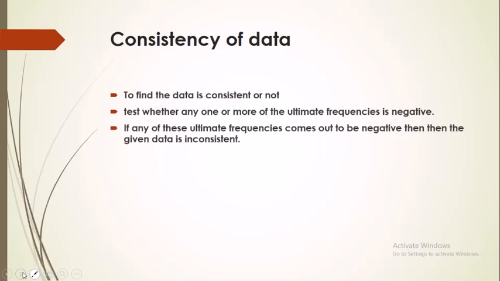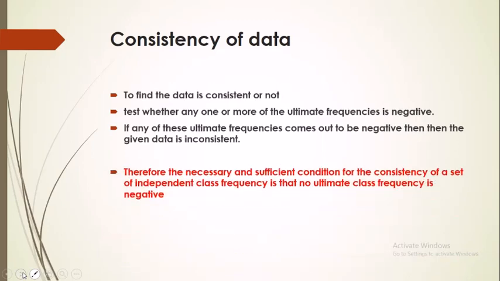On the other hand, if any of the ultimate class frequencies comes out to be negative, the given data are inconsistent. Thus, the necessary and sufficient condition for the consistency of a set of independent class frequencies is that no ultimate class frequency is negative.